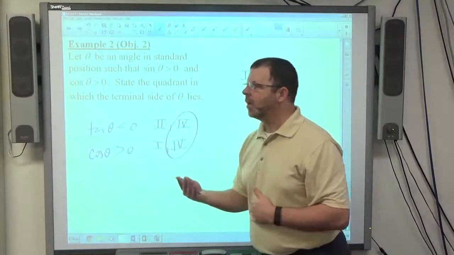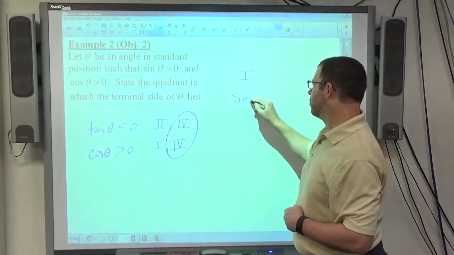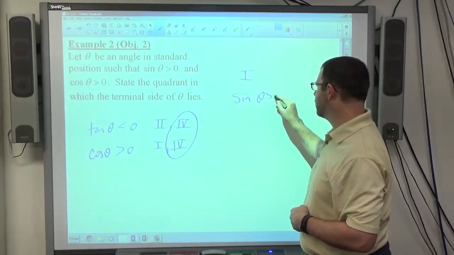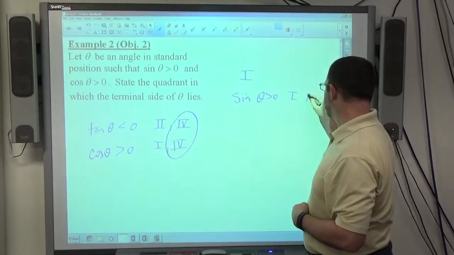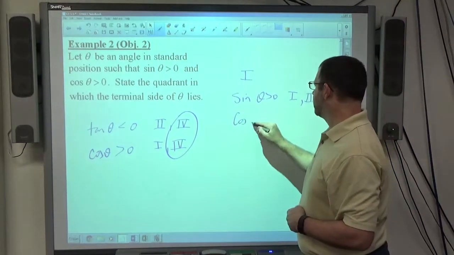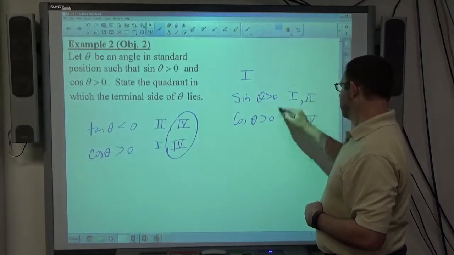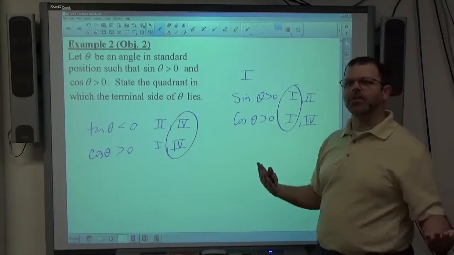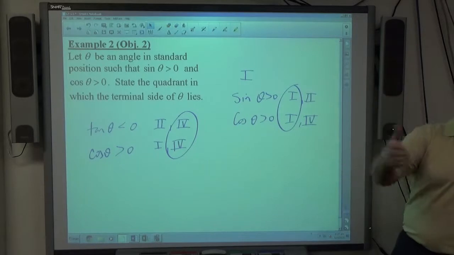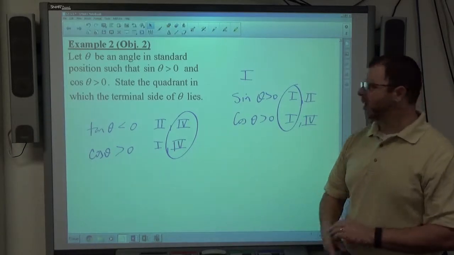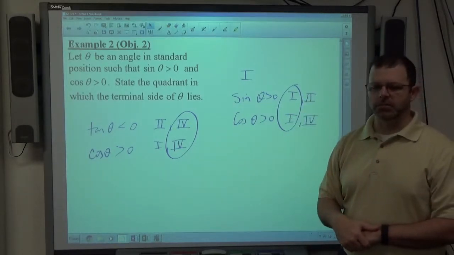And had I done this one appropriately, sine of theta is positive in the first and second quadrants. Cosine of theta is positive in the first and fourth quadrants. So that's kind of what I want to see. I want you to establish what quadrants they have the correct sign in, and whichever one they share is the correct answer. That's the way to do it.